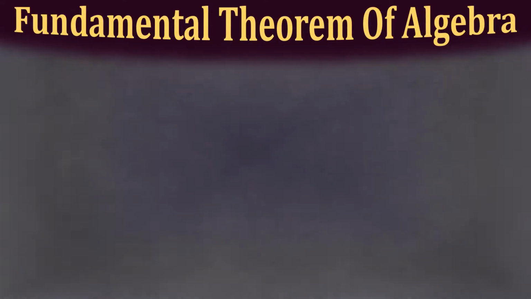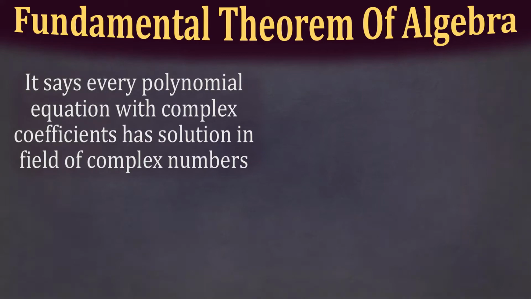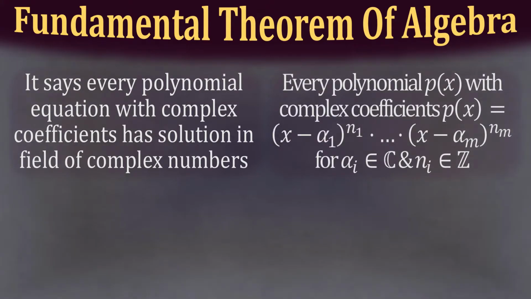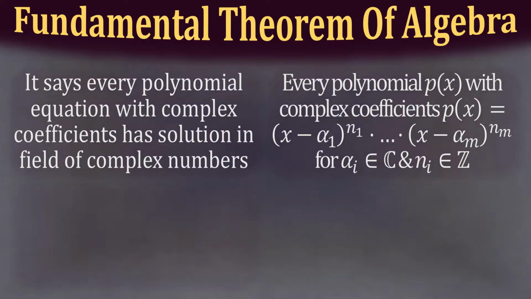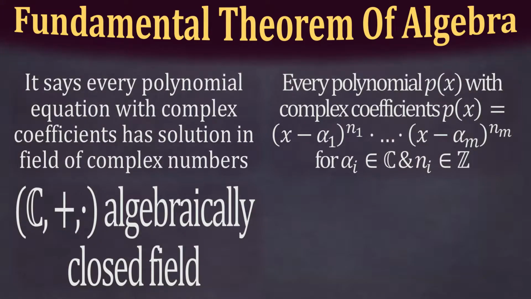First, let's discuss the fundamental theorem of algebra. It says that every polynomial equation with complex coefficients has a solution in the field of complex numbers. A consequence of this is that every polynomial p(x) with complex coefficients can be factored as p(x) = (x - α1)^n1 ... (x - αm)^nm for αi in the complex numbers and ni in the integers. We also say that the complex numbers with addition and multiplication are algebraically closed.